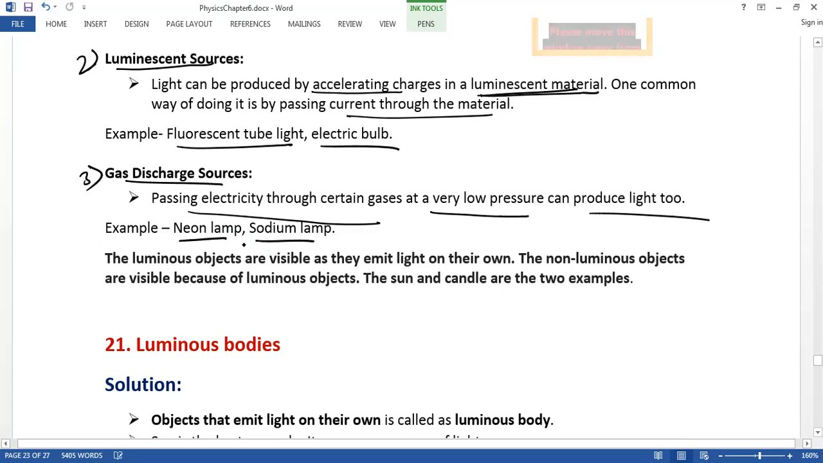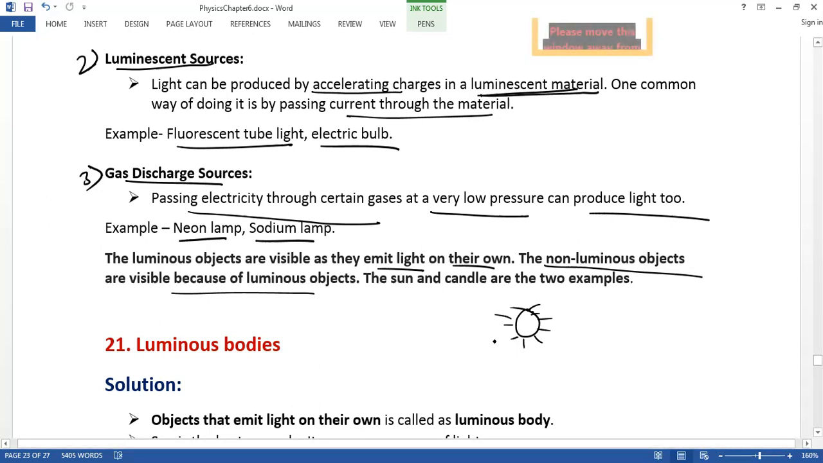And the next one is luminous and non-luminous objects. Luminous objects are visible as they emit light. For example, the sun is a luminous object. It produces light of its own, but not the moon. The non-luminous objects are visible because of luminous objects. The sun is a luminous body, whereas other planets are not, because only the sun has the capacity to emit light, not other planets or satellites.